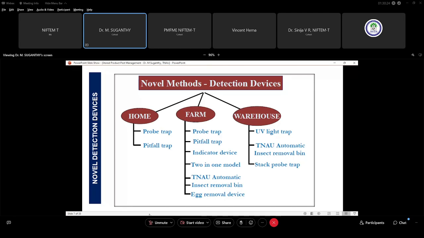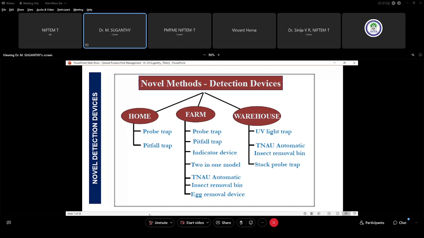We can broadly classify these detection devices based on their usage: one is for home, another for farm, another for warehouse. For home, we can use the probe trap and pitfall trap. For farm, probe trap, pitfall trap, indicator device, TNAU 2-in-1 model device, automatic insect removal bin, insect removal device. For warehouses, we can use light trap, automatic insect removal bin, as well as the stake probe trap.